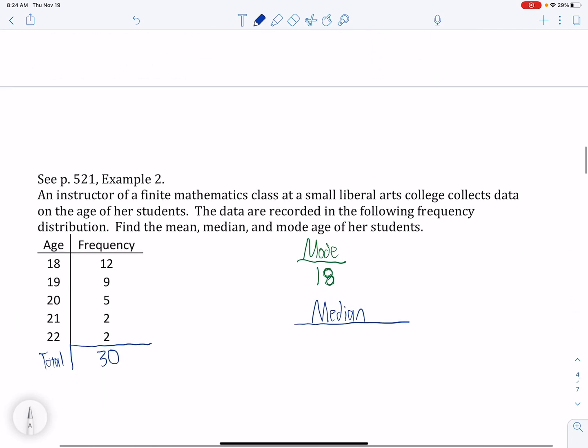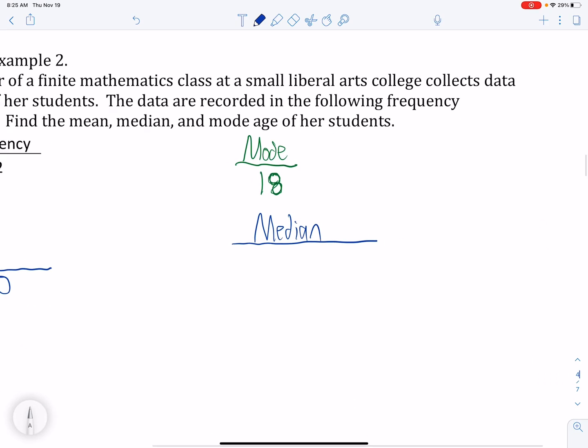Just as a little bit of a shortcut, if you have an odd number of data values, then to figure out which one is your median, you take the number of data values, divide it by 2, and then add 0.5. And that tells you which data value to look up.